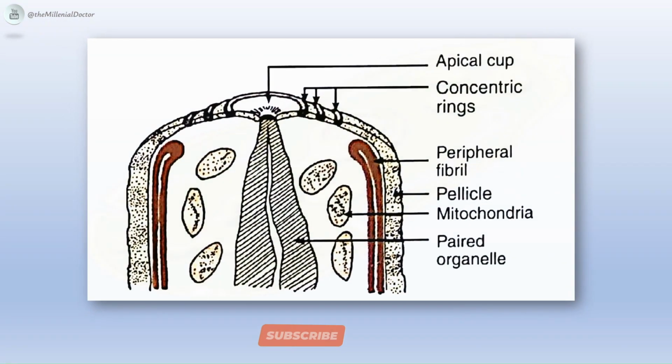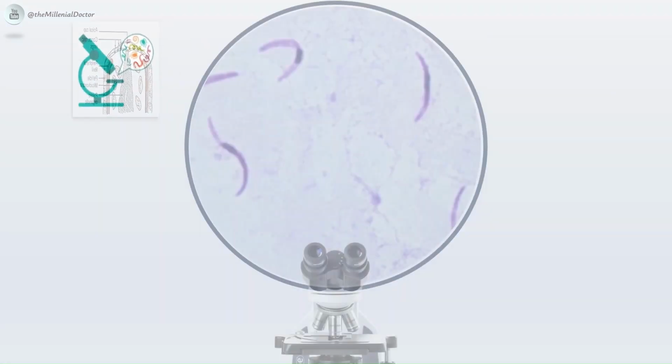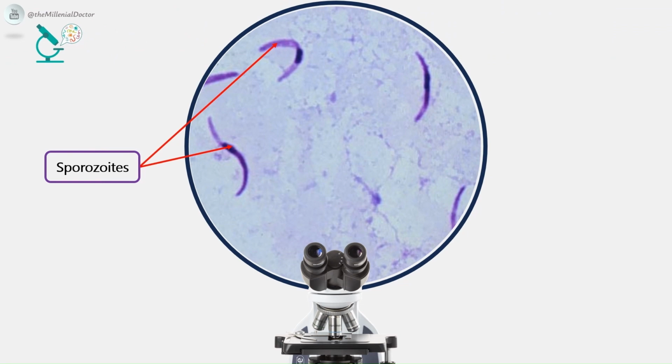This diagram shows the anterior end of the sporozoite of Plasmodium falciparum, which consists of the following structures: apical cup, concentric rings, peripheral fibril, pellicle, mitochondria, and a paired organelle. These are the sporozoites when stained and seen under a microscope.